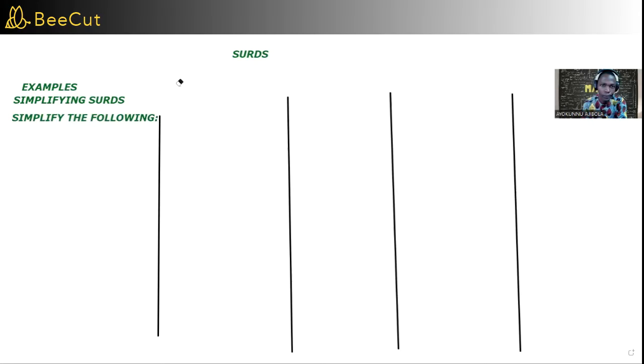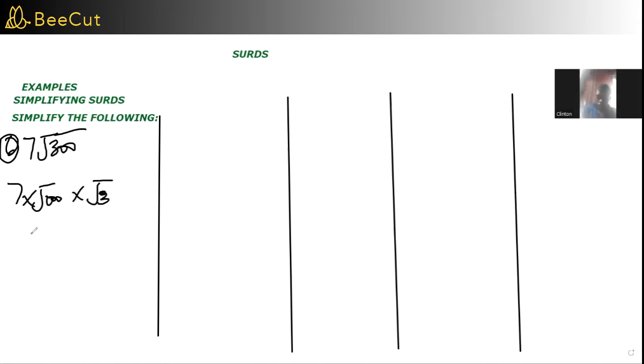Now number 6. Question 6 says 7 root 300. So the same way, it's 7 times root 100 times 3. So it's going to be 7 times 10 times root 3, and that is going to be 70 root 3.